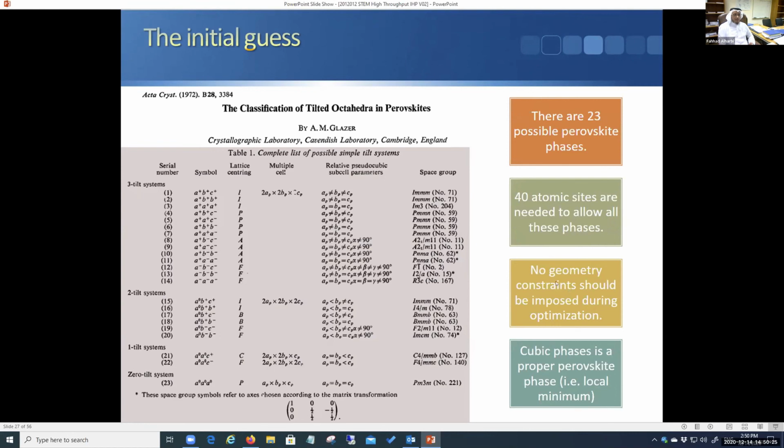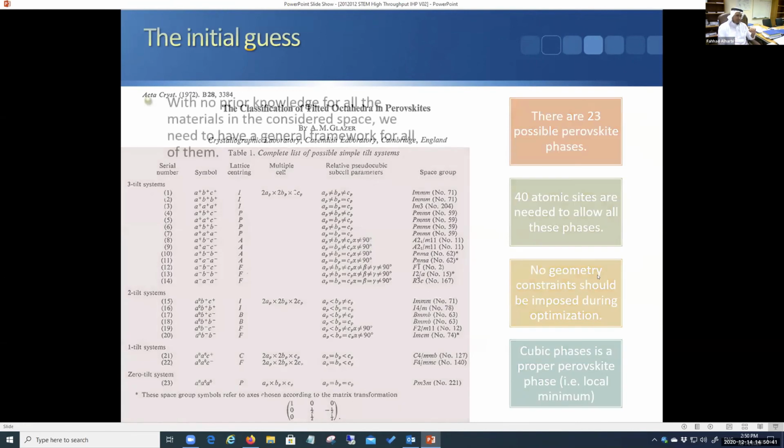And we shouldn't apply any geometric constraint. The optimization must be free in volume and atomic positions. If we start from the cubic phase, we end up with a problem because the cubic phase is actually a proper local minimum. So we need to hop out of the cubic phase.